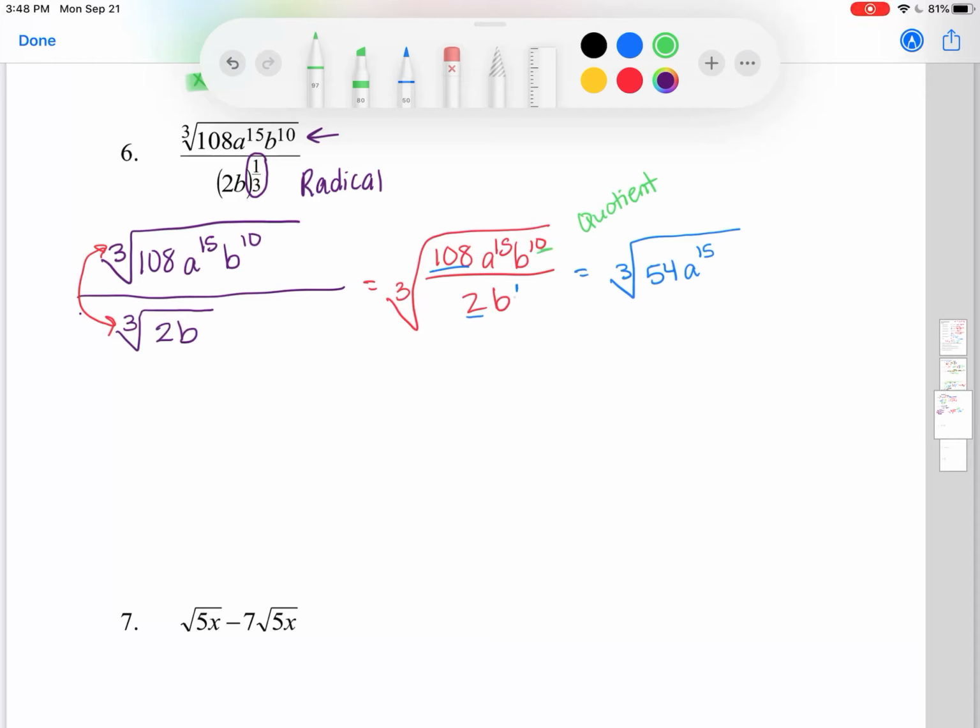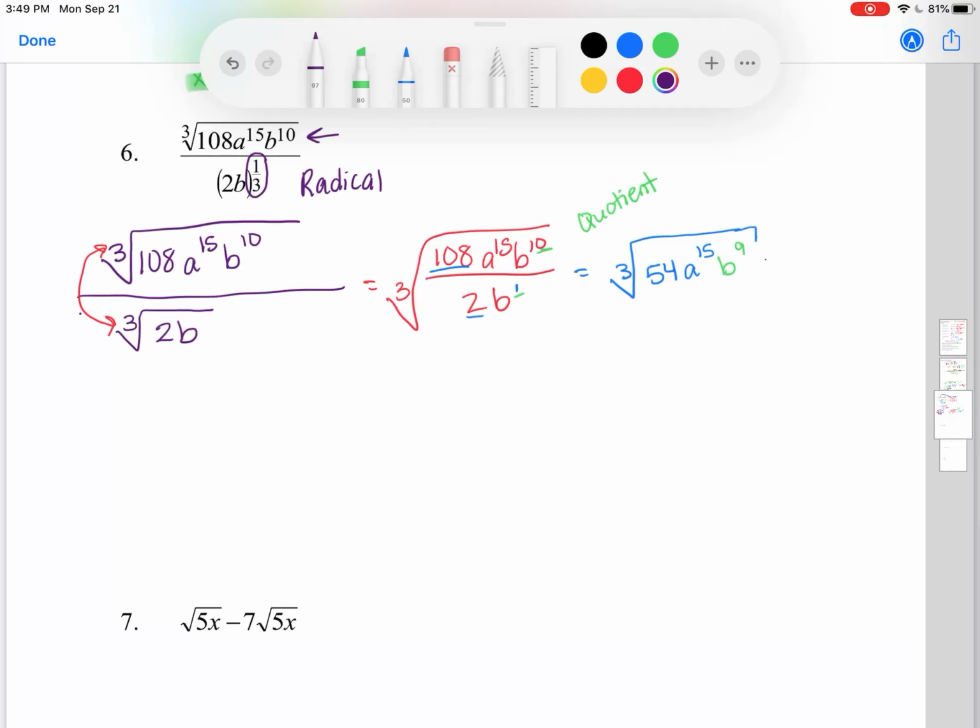rule. And the quotient rule tells me that I take my exponents and I'm going to subtract. It's always the top minus the bottom. So 10 minus 1 is going to give me b to the 9th. And they're positive, so they get to stay in the numerator. And now I just have the cube root of 54, a to the 15th, b to the 9th. So I'm going to simplify.